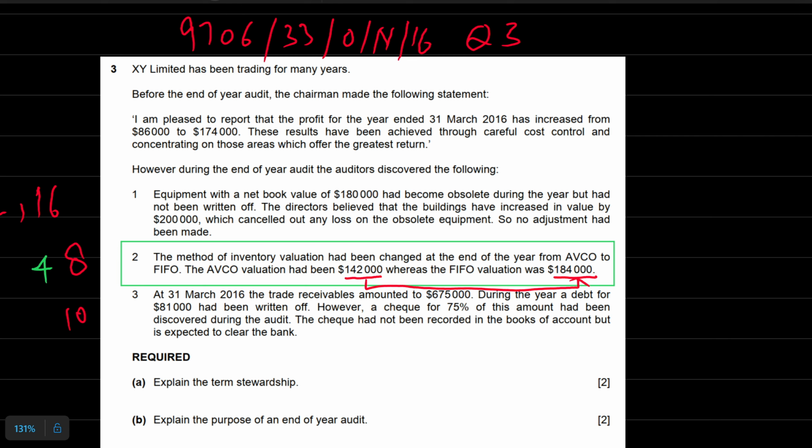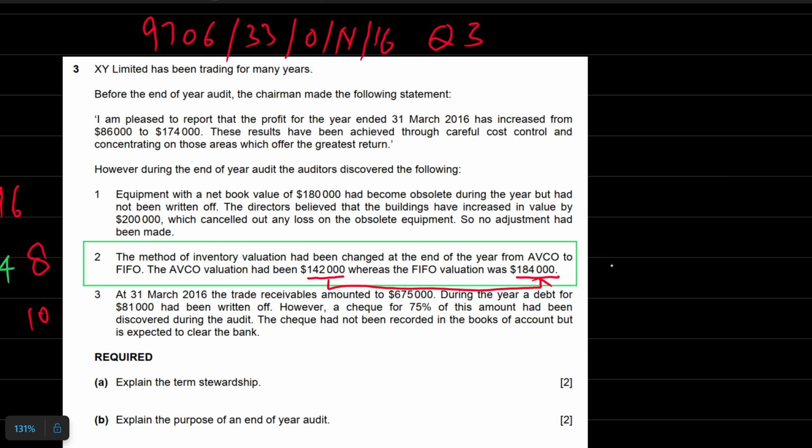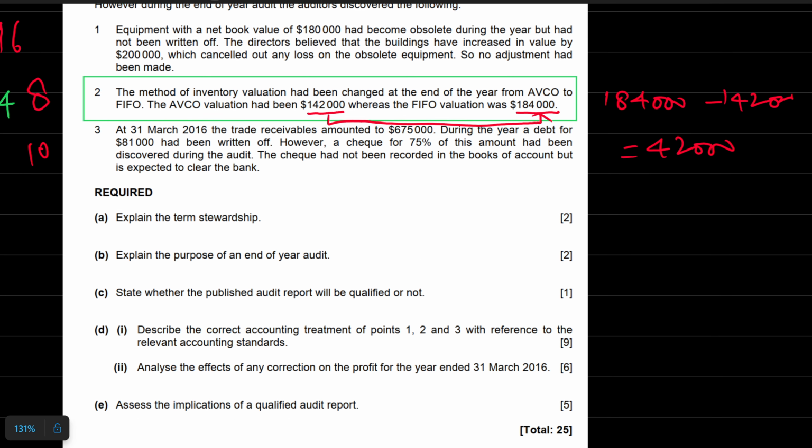So if they have recorded inventory as at 184,000 instead of 142,000, the profit should be changed. 184,000 minus 142,000, that means their profit is overstated by the difference. I think it is 42,000. So the profit should be changed accordingly. We are not allowed to change accounting policy in this question.